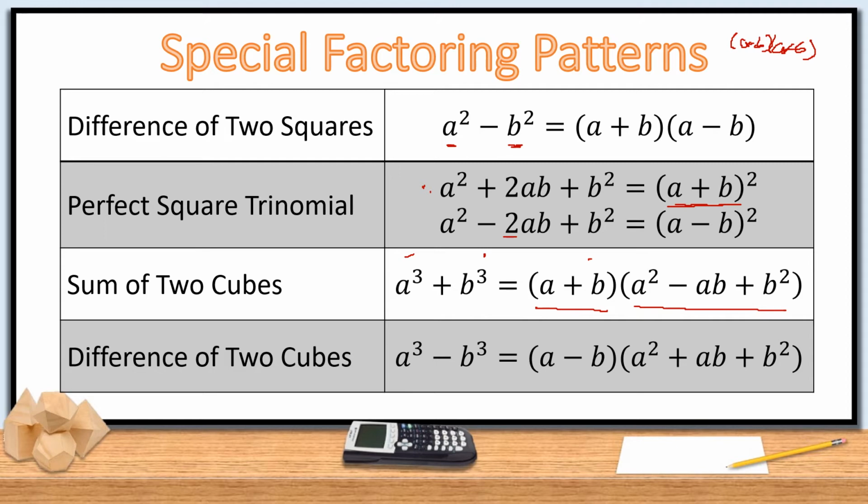Difference of two cubes, almost the exact same factored form, except the signs change in two key spots. So instead of it being a plus b, it's now a minus b for the first factor, and then it's a squared plus ab as opposed to a squared minus ab.